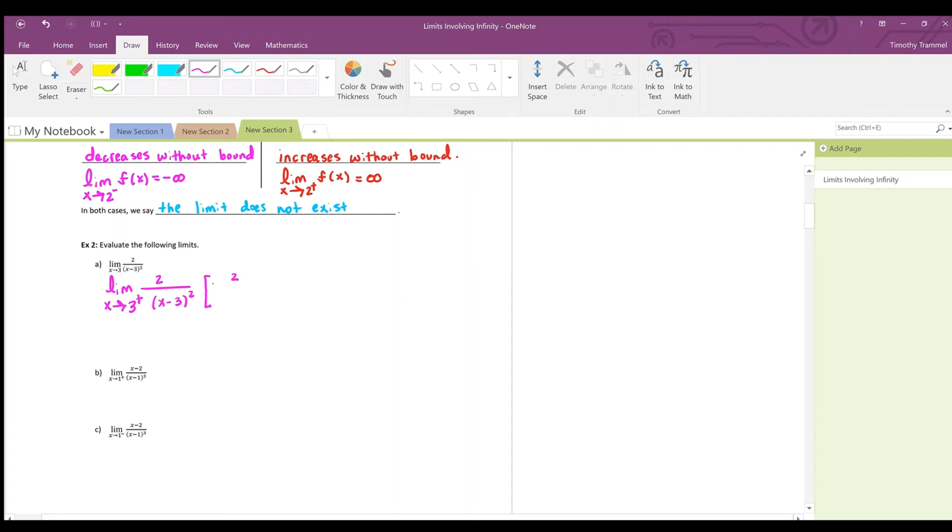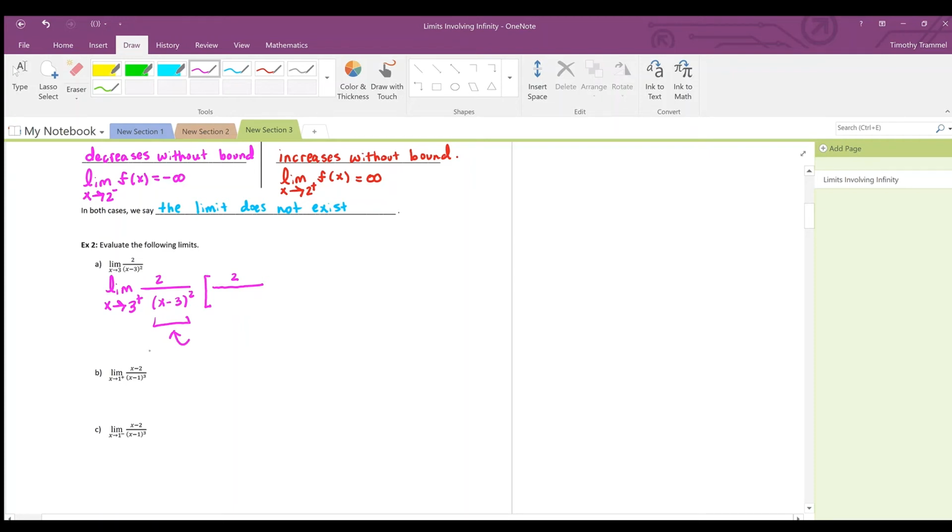It's 2. But as x gets closer and closer to 3 but coming from the right, we're going to end up with some small number here being squared. Okay, so it actually isn't going to matter whether x minus 3 is positive or negative, because when we square it, it's going to become positive.